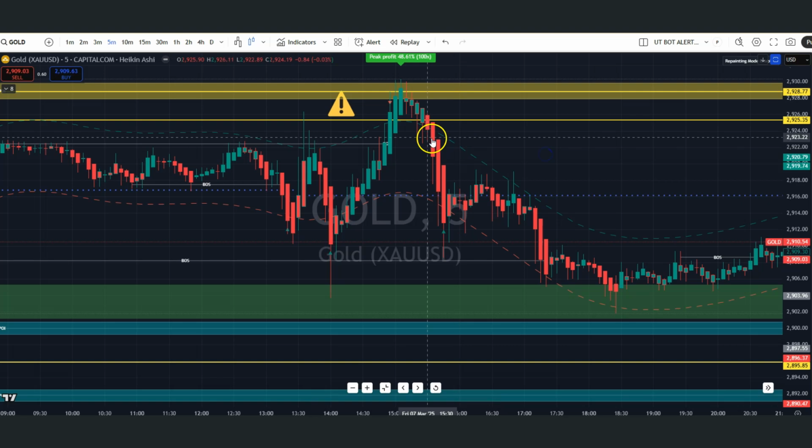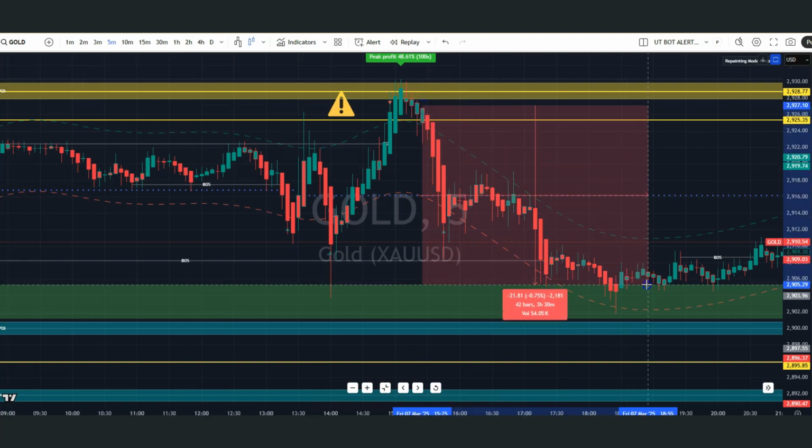Okay, so we've got an outside bar on the 5-minute, we've got an outside bar on the 15 and the hourly as well, hitting very high supply zones, sell zones. And that to that area here is 218 pips.